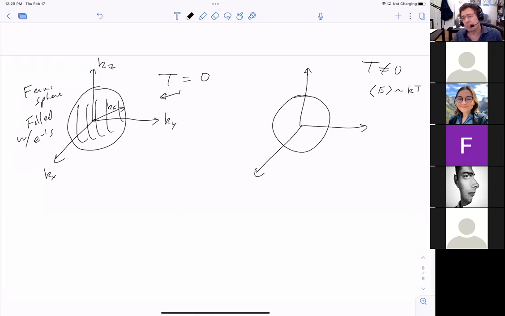Are some states outside of this sphere populated? That's exactly right. Because a simple way of thinking about temperature is that it means I can give kT of energy to all the particles. It just means all the particles have about kT of energy. That's what it means to be at temperature T. And that means that an electron inside of the sphere can now be excited outside of the sphere.